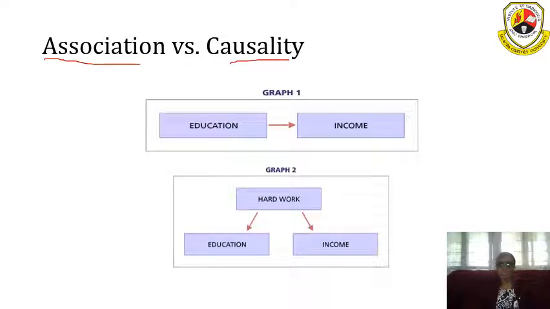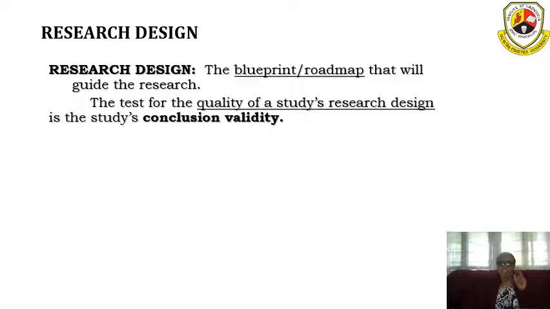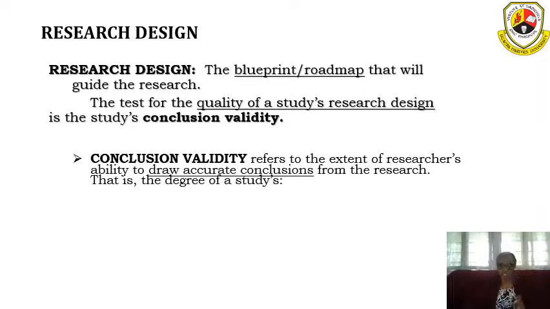So here are examples. Is there a causal relationship between education and income, or is it just an association? Is there an association or causal effect between hard work and income? So this is one of the things that you want to determine. So how do we create a research design that allows us to validate our research in quantitative research?